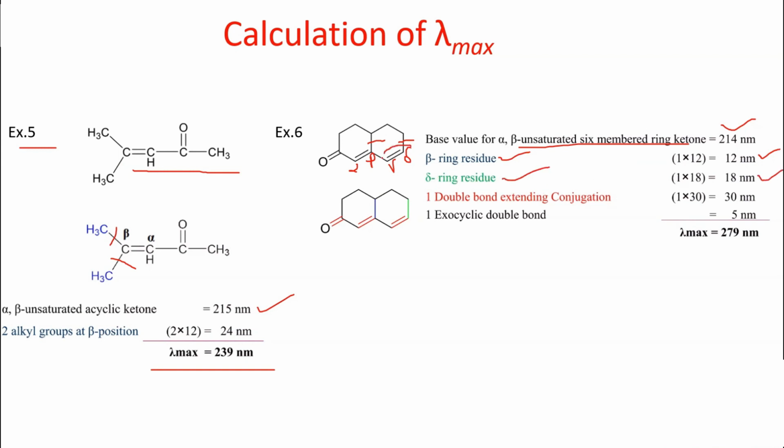Here one double bond is an extended double bond, so we have to add 30 nanometer, and one double bond is an exocyclic double bond, so we have to add 5 nanometer. So the overall lambda max for this molecule is 279 nanometer. So this is overall the Woodward-Fieser rule from my side.